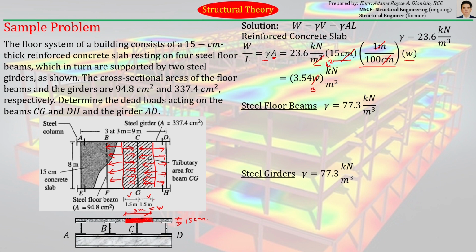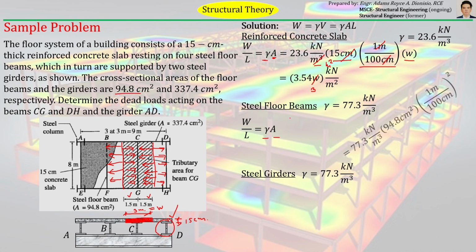Okay, so moving on to the steel floor beams. The steel floor beams, which are these, of course carry load from the concrete slab, but we already separated the load from the reinforced concrete slab. So, what we will compute is just the self-weight of the steel floor beam. Okay, so how do we get that self-weight? Same formula. We just need to multiply unit weight by the cross-sectional area of the floor beam. And the cross-sectional area of the floor beam is already given, 94.8. So, just do the numerical computation.